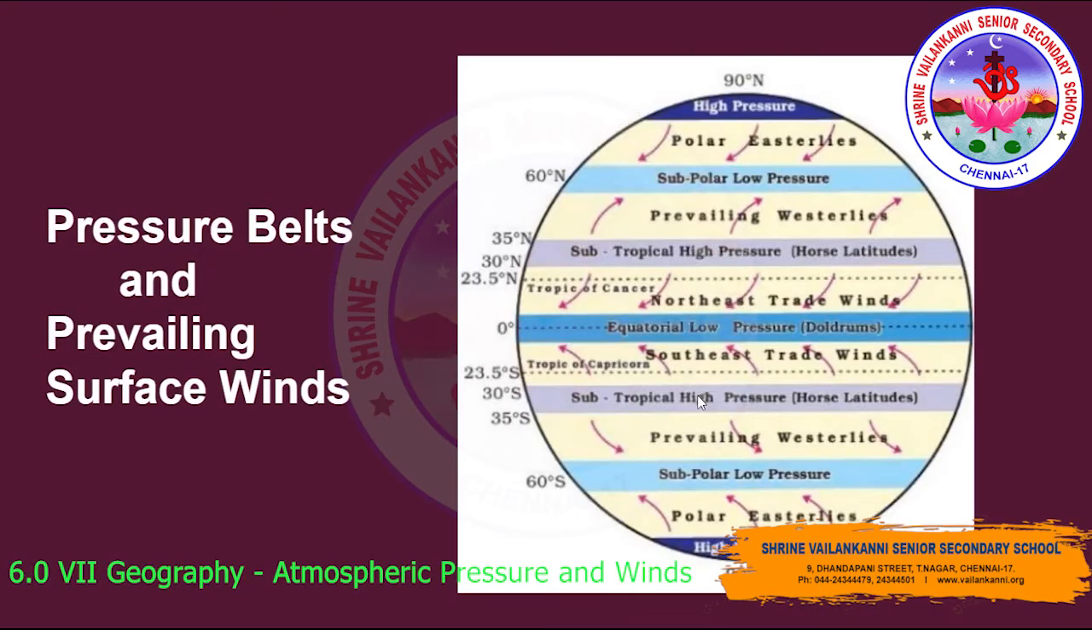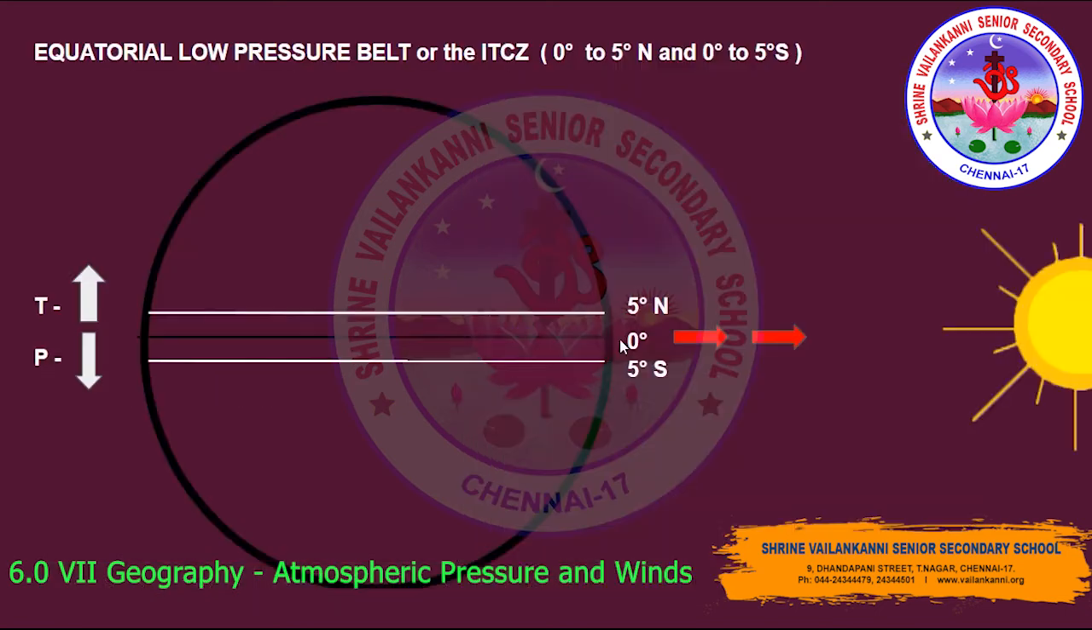We'll see these pressure belts in this image. Here you can see the pressure belts and also the prevailing surface winds. Don't get confused with the surface winds, just focus on the pressure belts. So this is the equatorial low pressure belt, the subtropical high pressure belt here, then the subpolar low pressure belt, and here the polar high pressure belt, in the northern hemisphere and in the southern hemisphere.